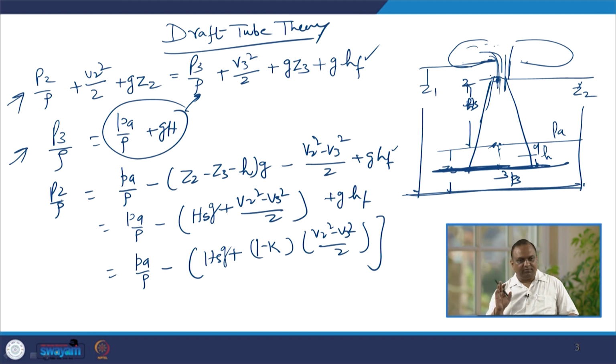We cannot make it an absolute vacuum. In that case, the water will start boiling. So, normally the head at state 2 is kept around 2.5 or 2.6.